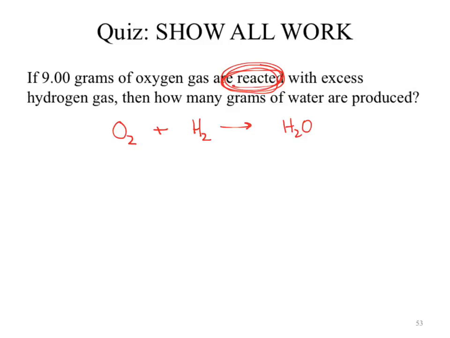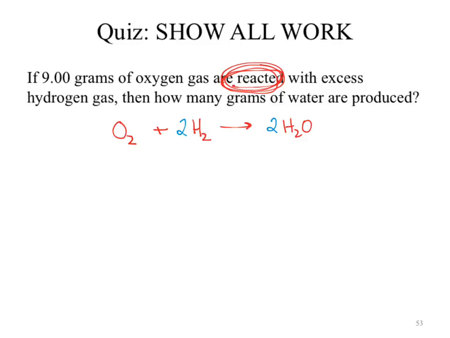Before we can find the relationship between oxygen and water, before we can use this equation, what do we have to ensure? It's balanced. If it's not balanced, we're doing a huge amount of work for nothing. Is it balanced? No. What do you need to balance it? 2 in front of the hydrogen and 2 in front of the water. Now the equation is balanced. Now I have a relationship here.